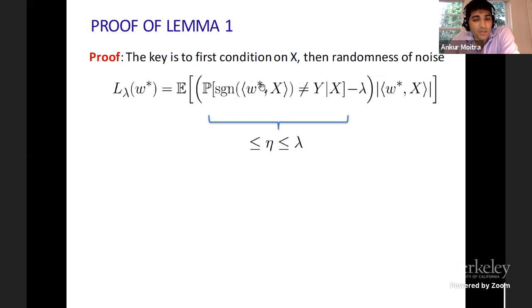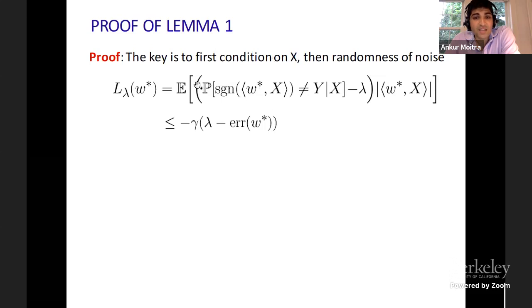Well, the probability that the true W star agrees with the label that we observed is equal to eta of X, which is upper bounded by eta, which itself is less than lambda by assumption. So in fact, when we plug this in, this entire term is negative. So instead we can plug in the lower bound on the margin, and that's going to give us an upper bound on the leaky ReLU loss. That's it. That's the first key lemma.